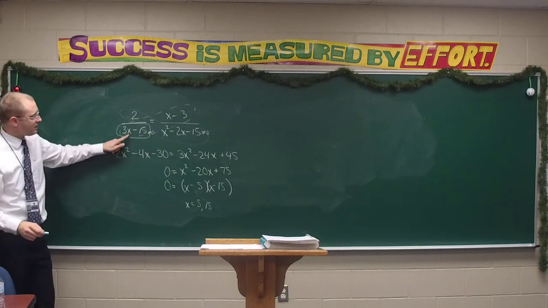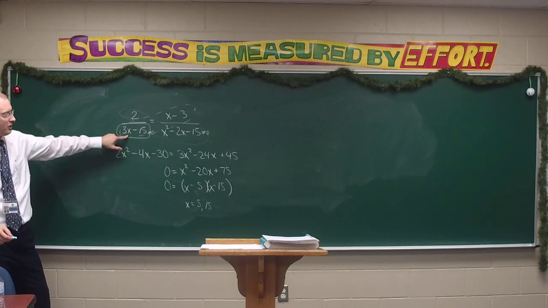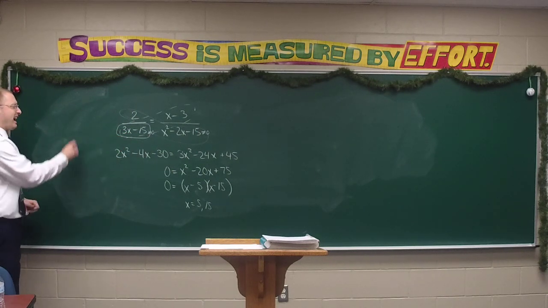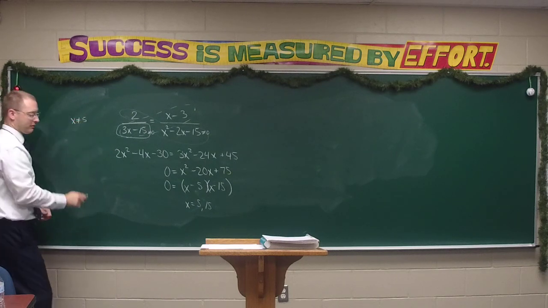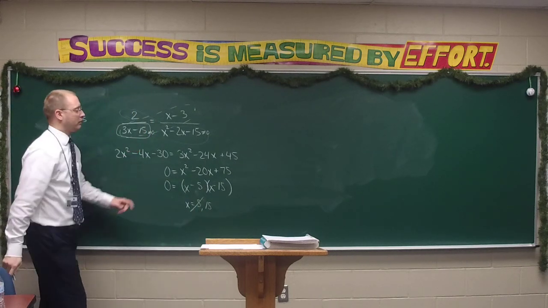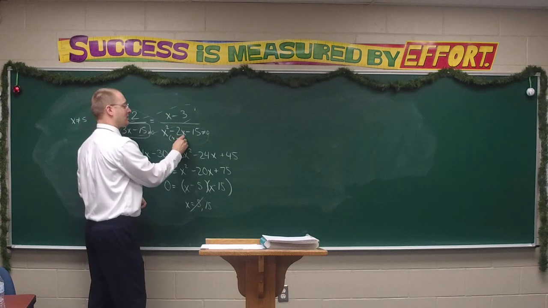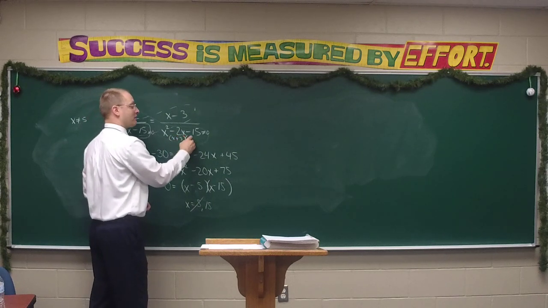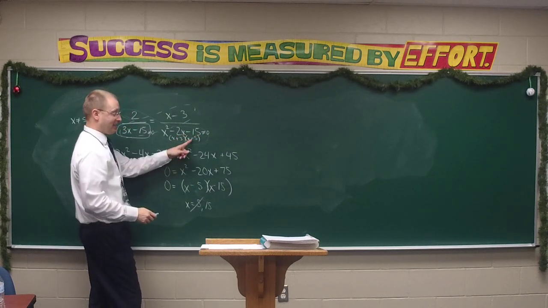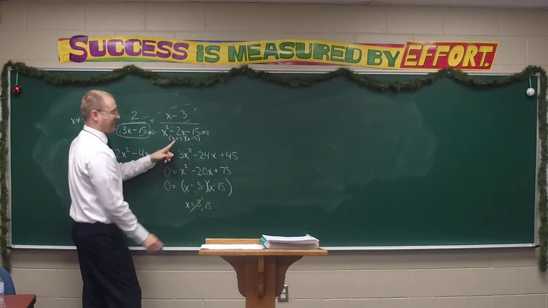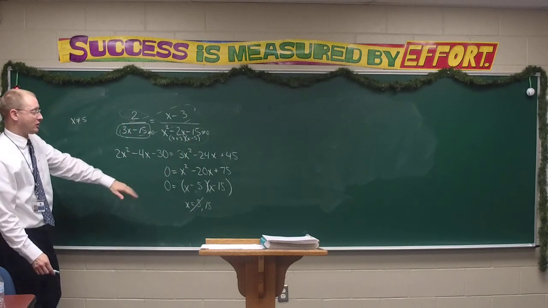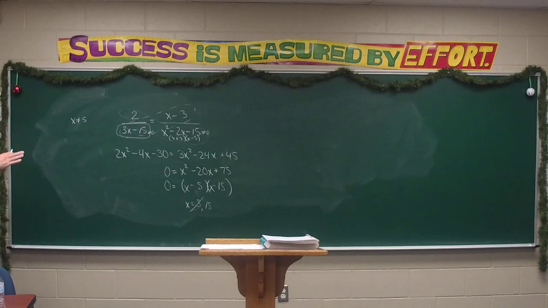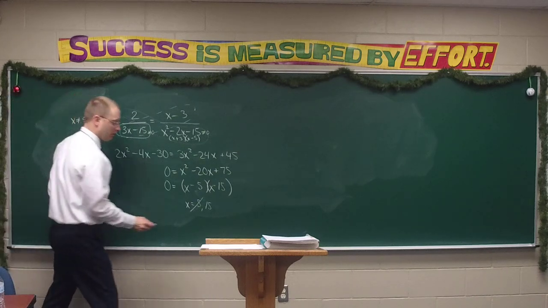Well, here, what number would give me a 0, class? 5. So x can't be 5. Here, if you were to factor, let's make that x positive 3, x negative 5. Again, x can't be 5, x can't be negative 3, though that wasn't one of the answers I got anyway. And there would be my only answer, 15.